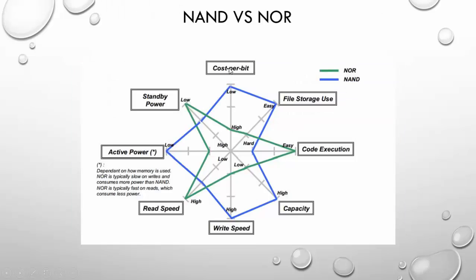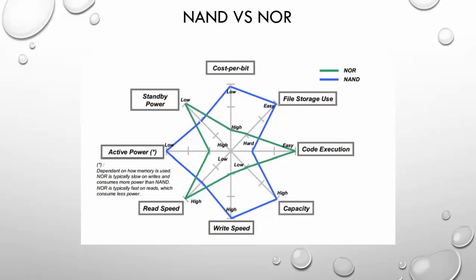Let's start from the cost per bit. I can say that NAND has a low cost per bit, easy file storage use, high capacity, high write speed, and medium read speed, low active power, and medium standby power. The main thing is that it has hard code execution.